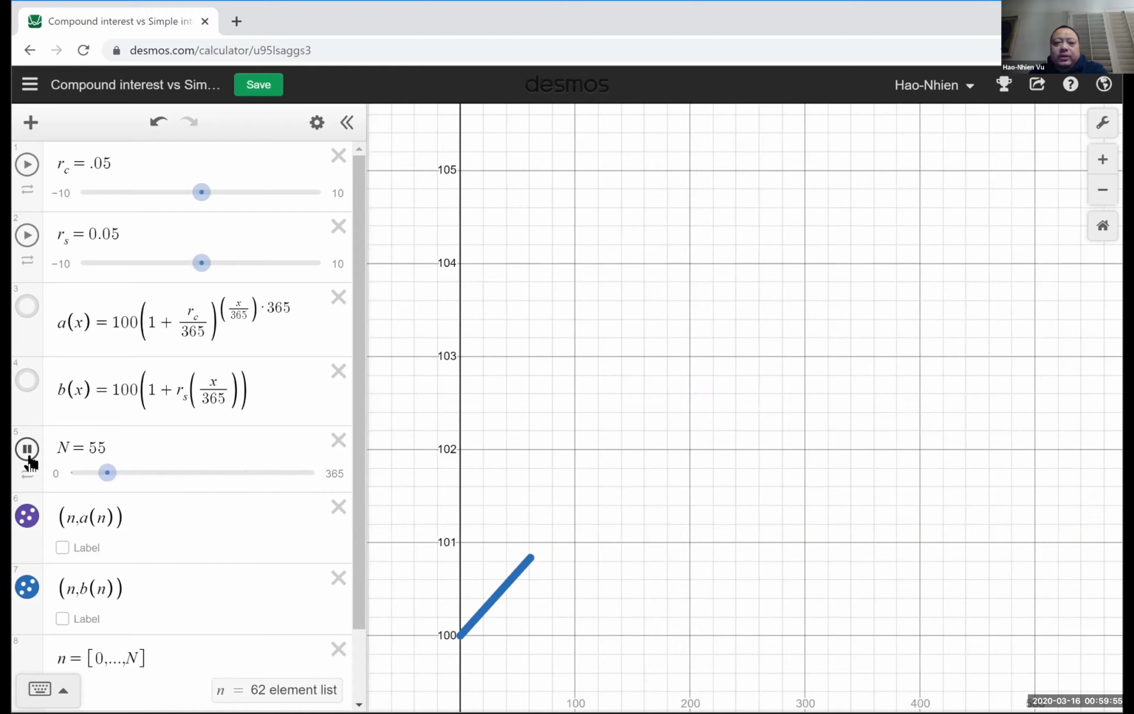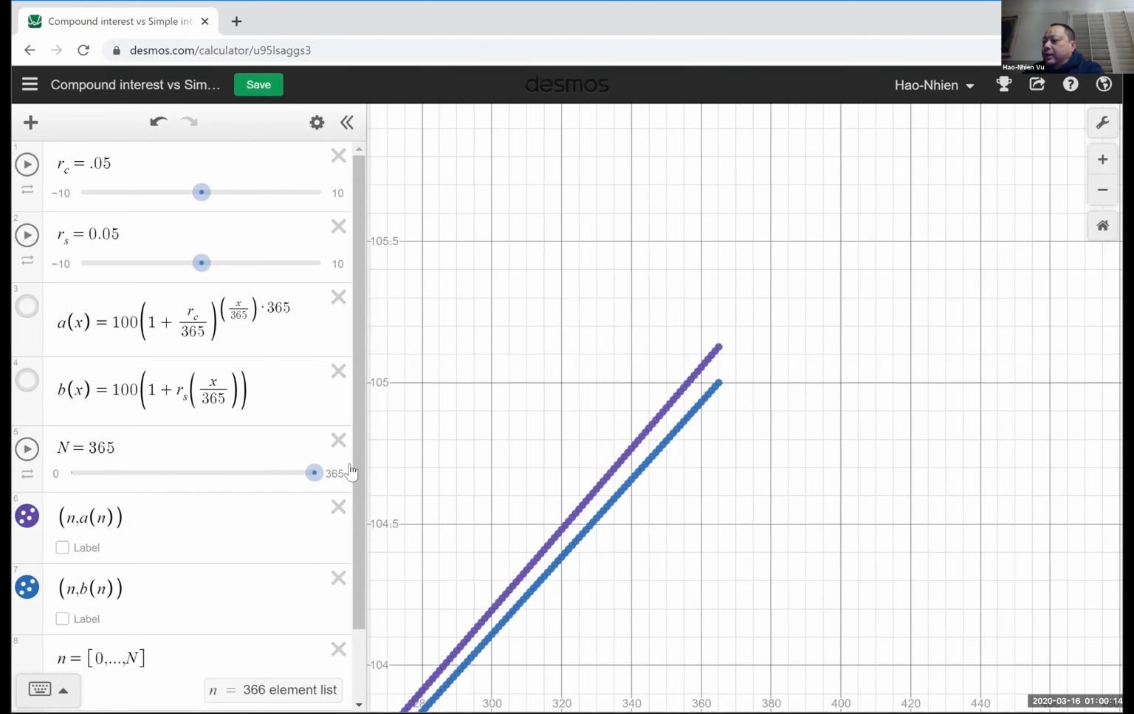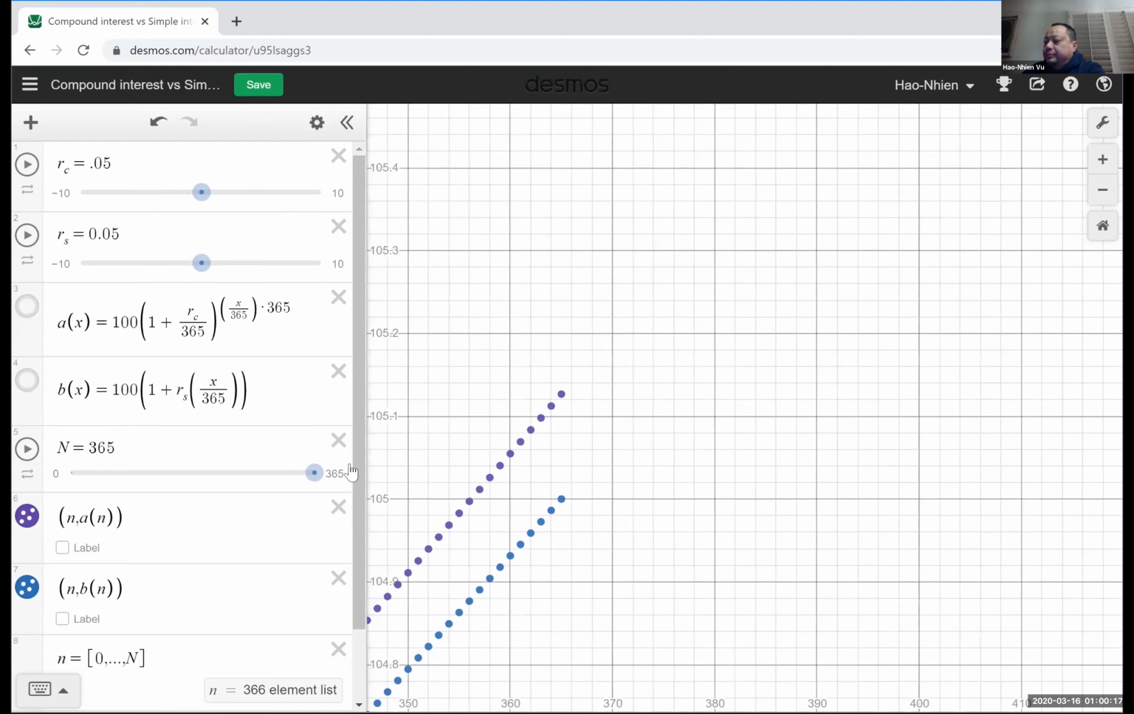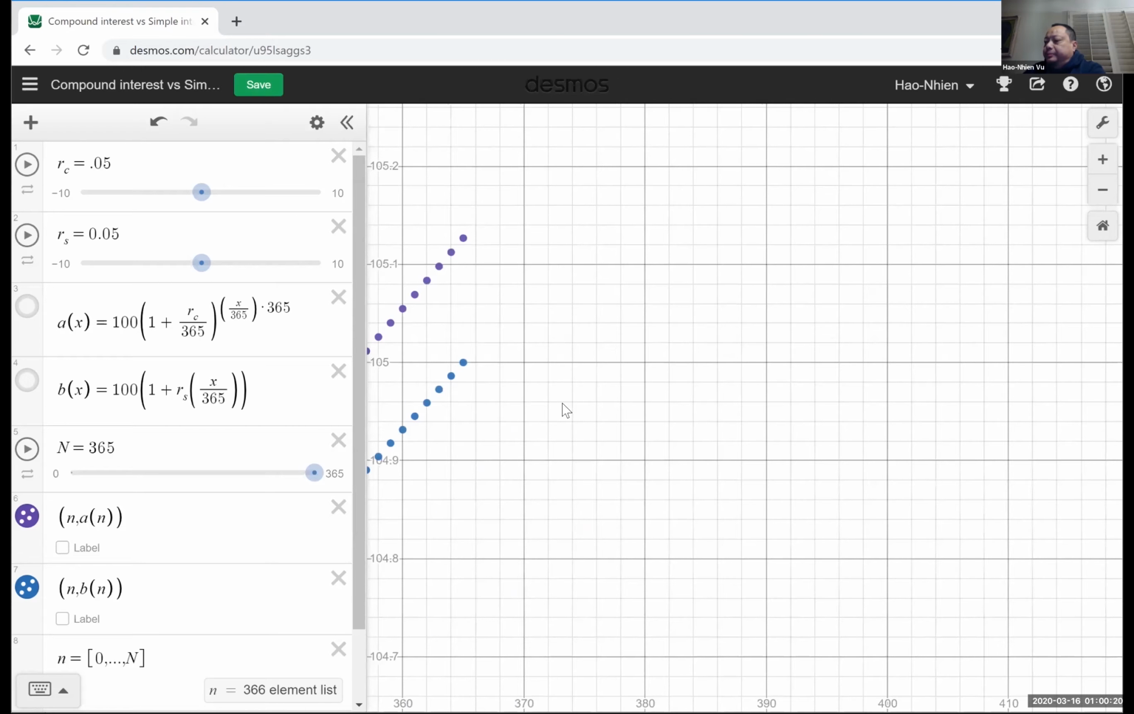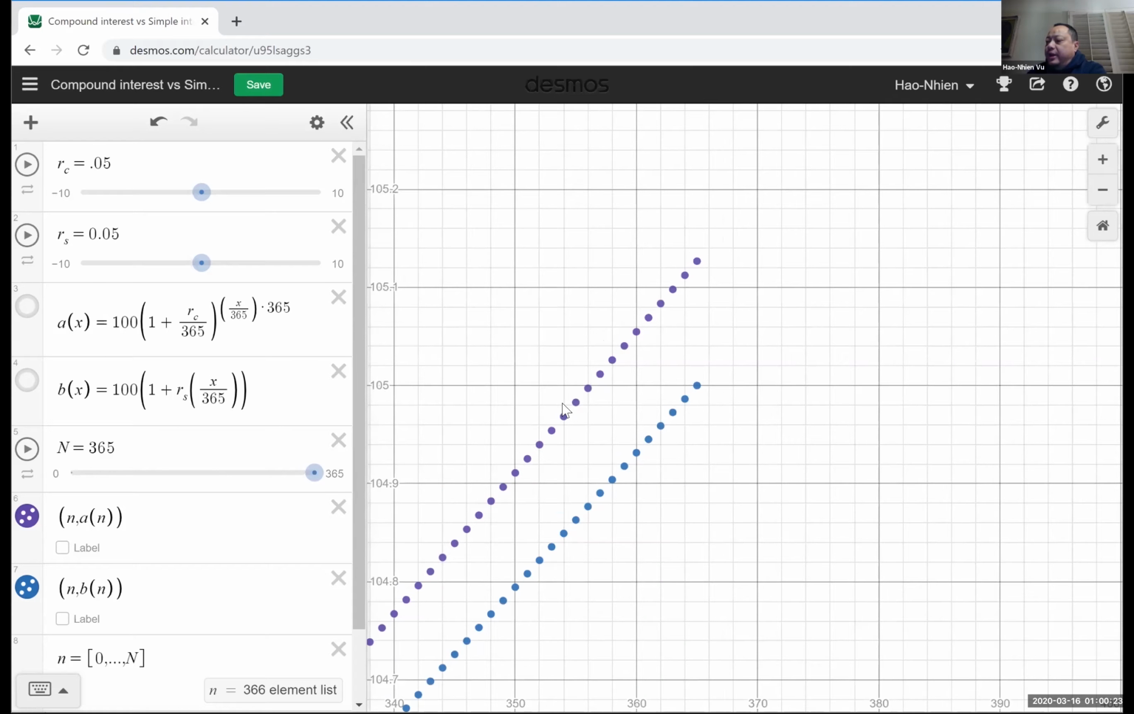So it's kind of obvious that the APY is not going to be 5%. It has to be something higher. Staying with the graph, I'm going to use the graph to estimate how much the APY is. I'm going to zoom in on the tail end of this at the end of the year. On the last day, the compound interest is higher than the simple interest, and that's because the simple interest is only 0.05.